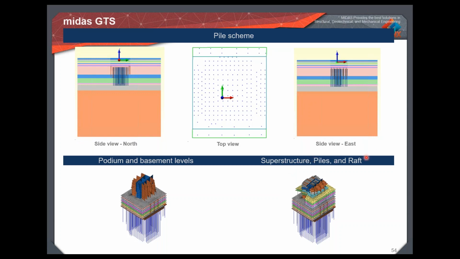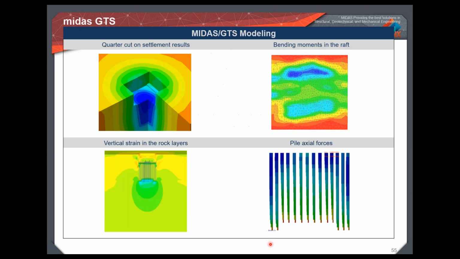So what have they done? They went for GTS NX and modeled the raft and modeled the piles accordingly. And now the settlement has been reduced because 30% of the load from the superstructure is being taken by the raft itself. Because of that, we can find the piles have been reduced in size. It has been reduced from 40 meters to 32 meters, and there are 380 piles, and the reduction in length is 8 meters.